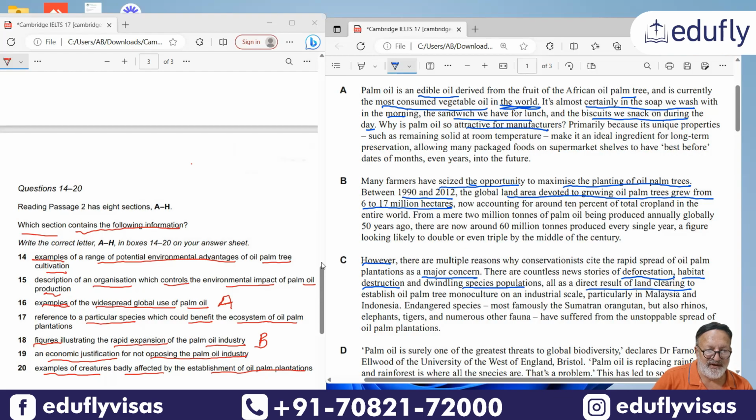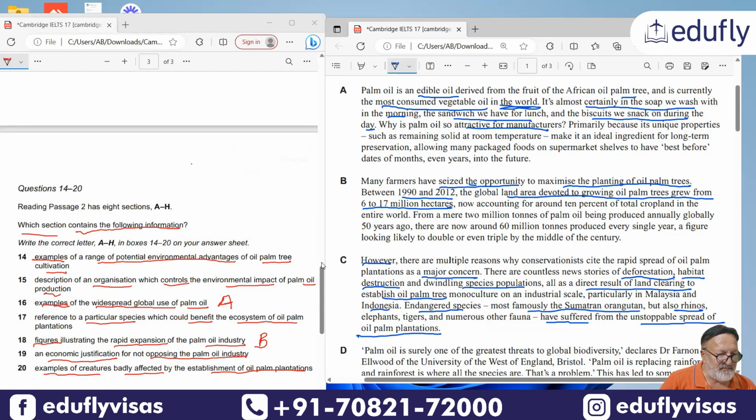So, if you clear land to establish oil palm trees, you're going to face these problems and concerns, particularly in Malaysia and Indonesia. Okay, endangered species, most famously these species, but also rhinos. These have suffered from the unstoppable spread of oil palm plantations.